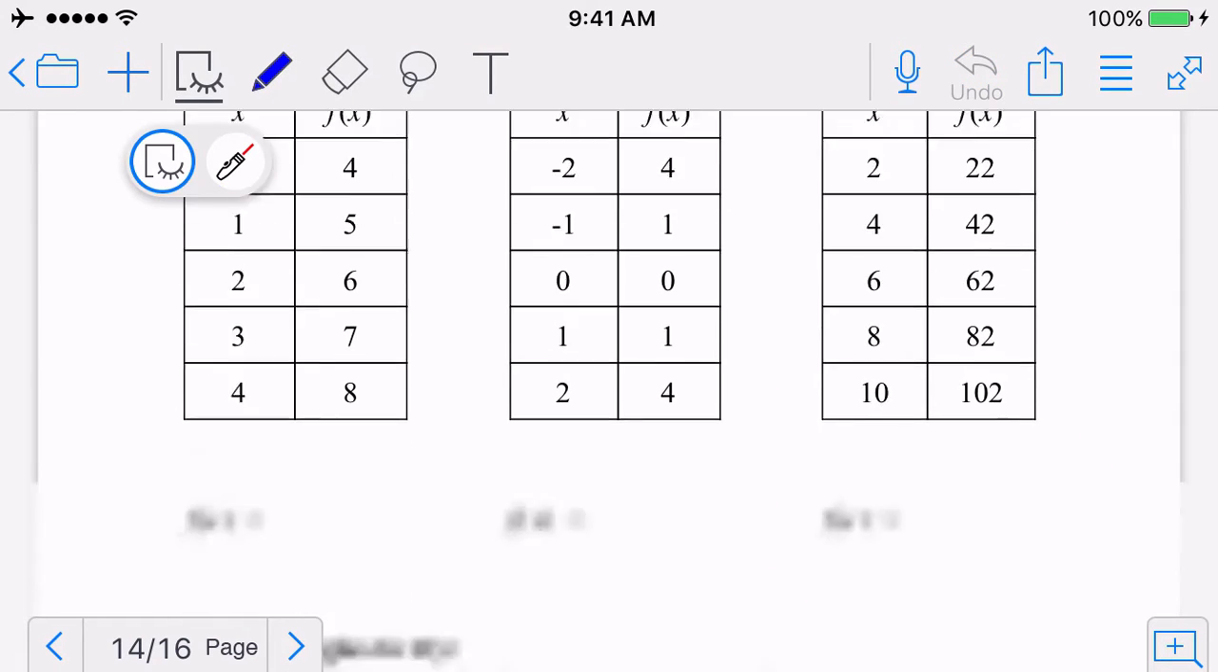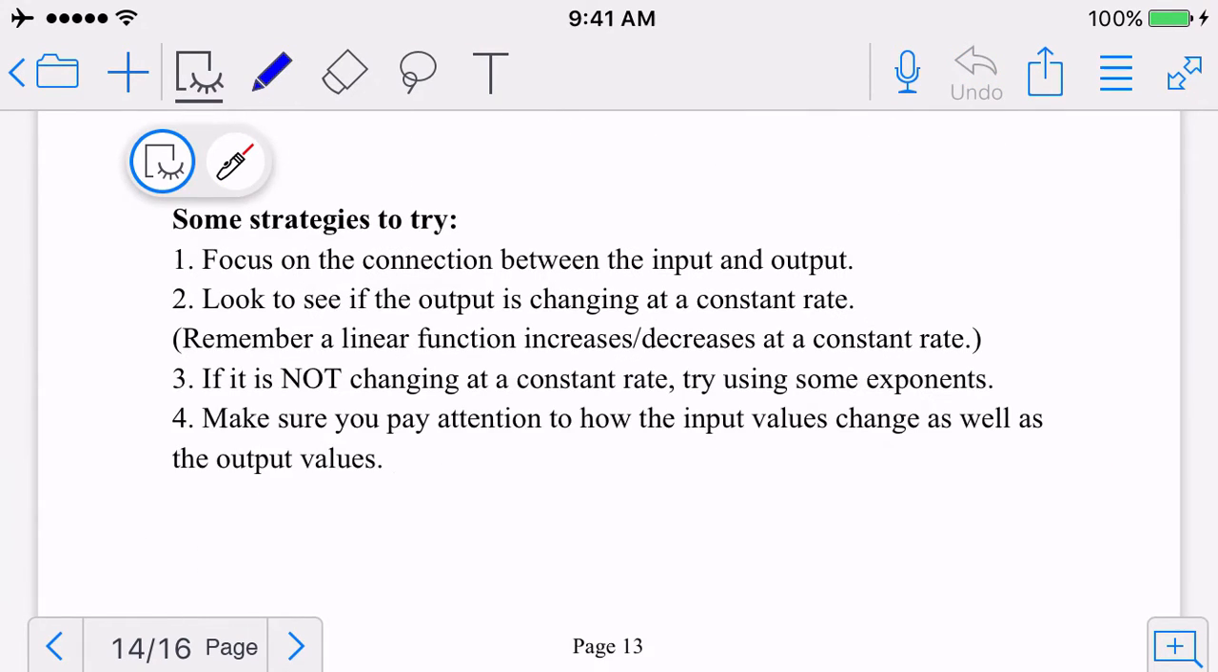But what we're going to need first is to come down here and read about these strategies. So number 1, we want to focus again on the connection between the input and the output. A lot of times we focus on how the output is changing, which is important, but rather than thinking about the numbers of how the output is changing, you want to think about how it changes in regards to the input. You want to look for a connection with the input and the output.